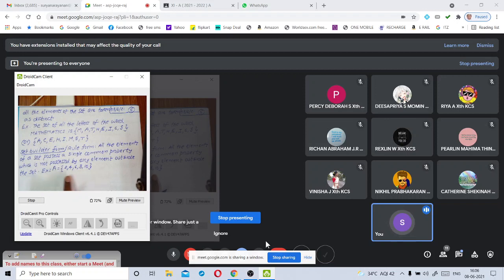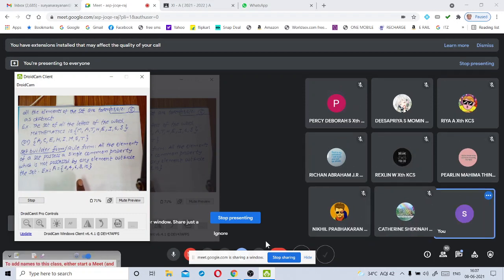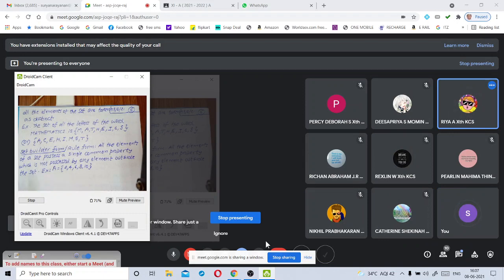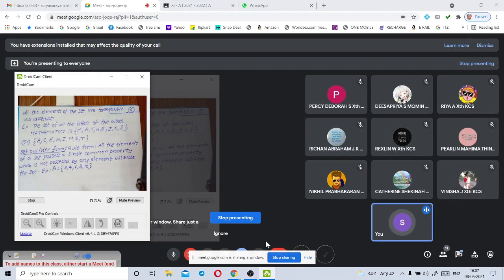Observe the elements of the set, they will give a set like this. Can you identify what is the common property possessed by all the elements of the set? By observing the elements of the set A, what are the elements? Can you tell me, Ria? Sir, all are even numbers. Very good. Only even numbers and some other properties there.